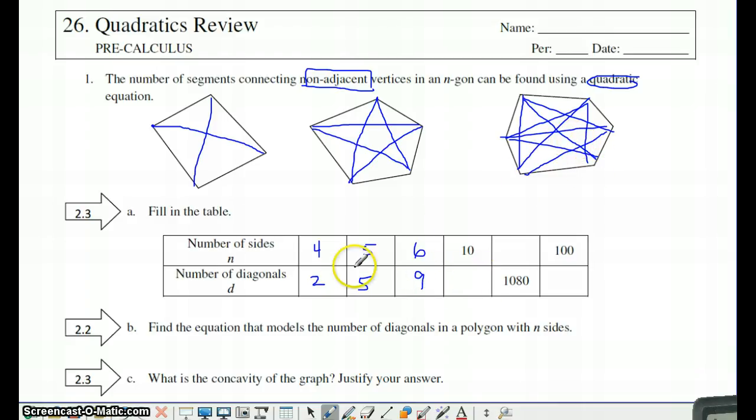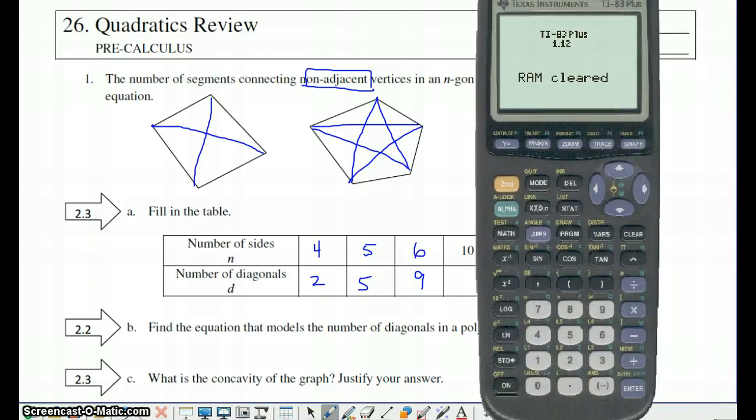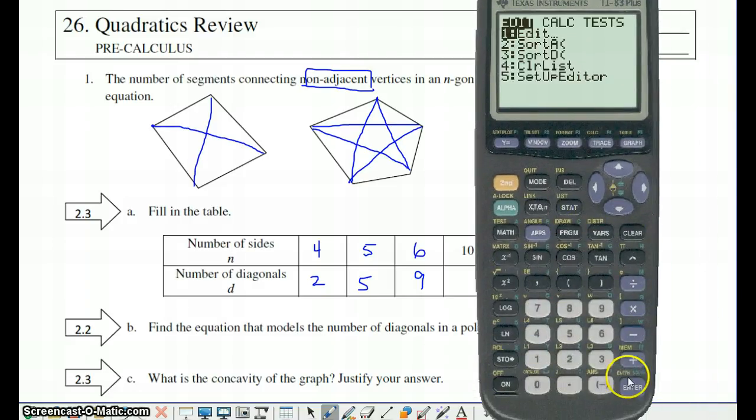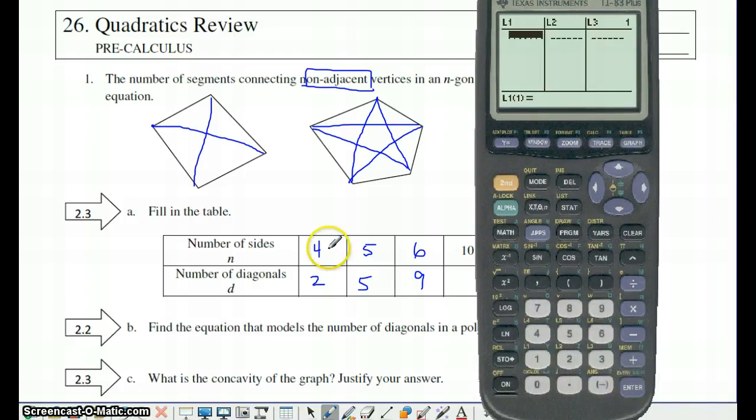So 9. So I have these points, and it looks like I'm missing some things, but I'm not going to be able to figure that out unless I either draw them or figure out the equation and then use the equation to find these missing sides. So I'm going to use the equation. Go to Stat, Edit, put these in the x values. These are basically your x's and these are your y's. 4, 5, 6, and then 2, 5, 9.